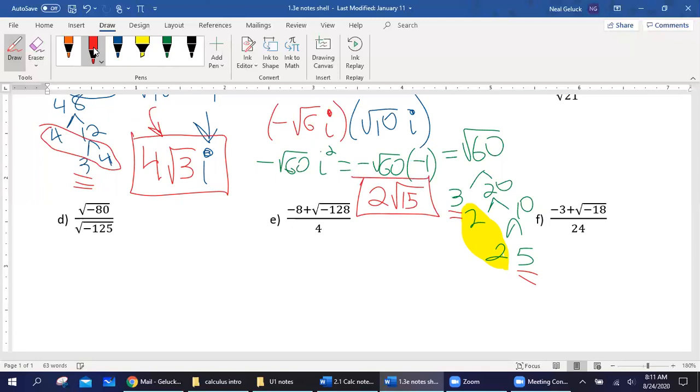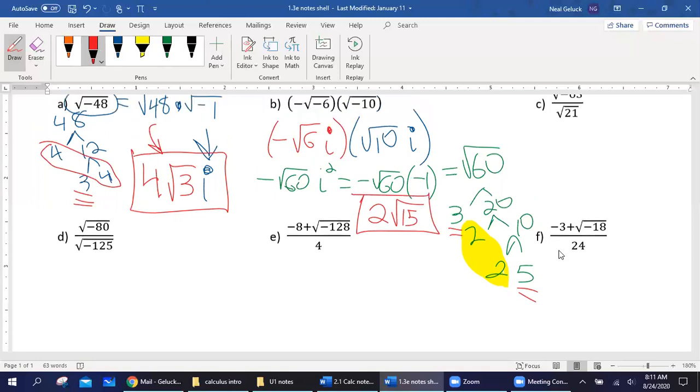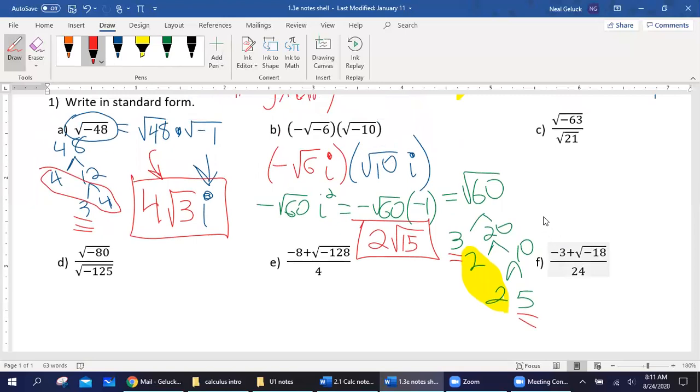And that part should be review, so I'm not going to keep going through that. I'll just give you the reduced form, but you're making a factor tree to reduce your radical.